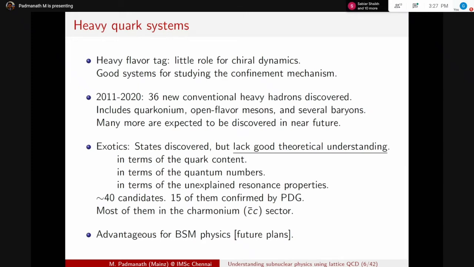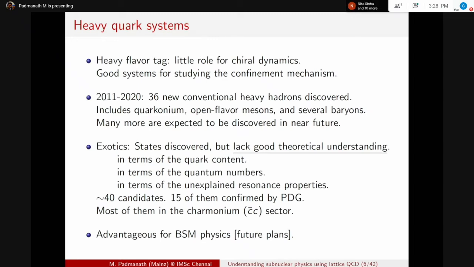More interesting is the sector of exotics. There are approximately 40 or so candidates that are observed in experiments. I will get into detail in a moment about what I mean by a lack of good theoretical understanding, but just to briefly give you an idea: they are not well understood in terms of the quark content. They are also not understood in terms of their quantum numbers, not just theoretically, but also from experiments. Many times it is not clear what their quantum numbers are.